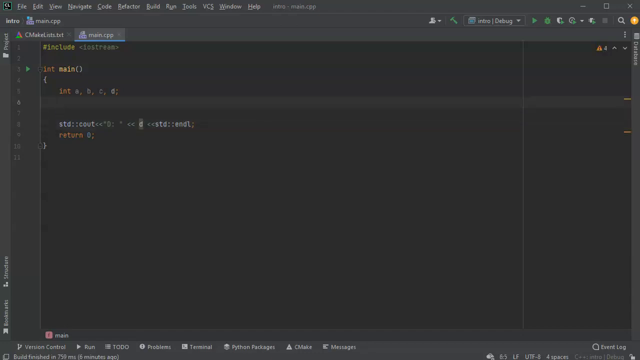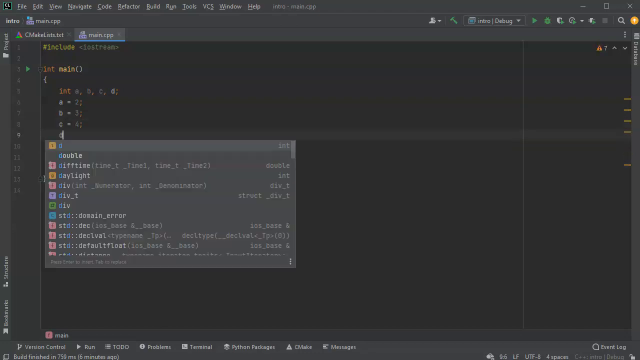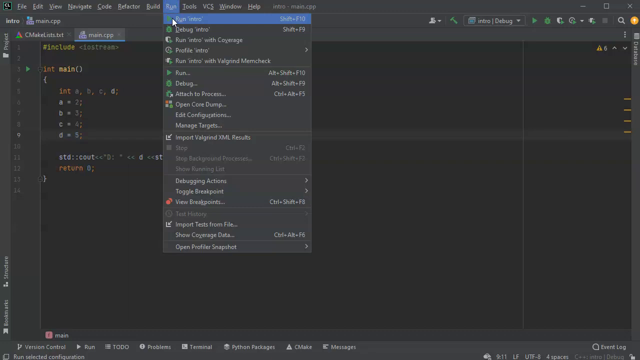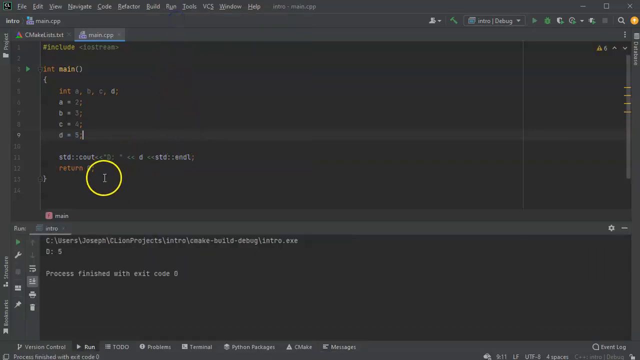All right. So now I'm going to set the value so we can get an idea of how it works. So let's do A equals 2, B equals 3, and C equals 4, and D equals 5. So at this point I can just print it out and run it. Should just print out the number 5. So D 5. You can see that right there.